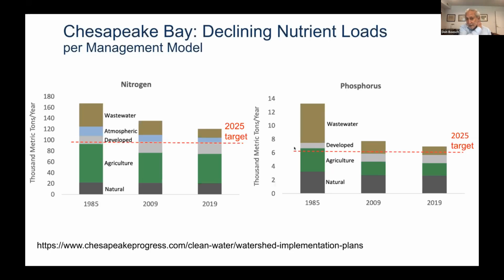The other thing you'll see is that while we're reducing sources, we're also spreading across the landscape, urbanizing and developing land. So based upon these management models, this is going the other direction, increasing the load of nitrogen and phosphorus from developed lands. A different challenge that we have to face.